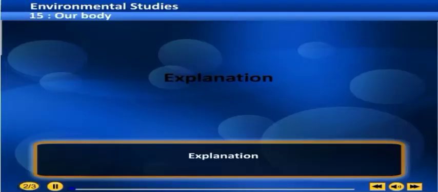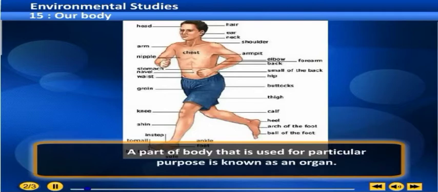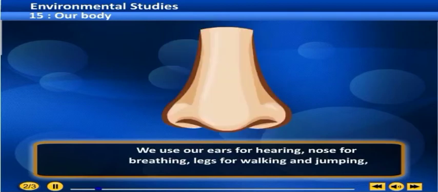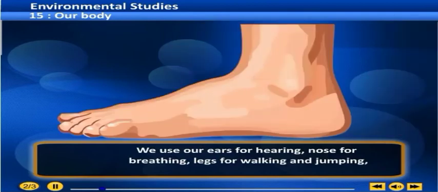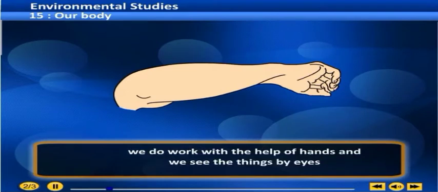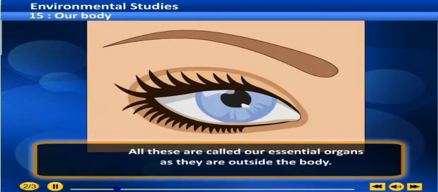Lesson 15. Explanation. We have many body parts like head, torso, arms and legs. A part of the body that is used for a particular purpose is known as an organ. We use our ears for hearing, nose for breathing, legs for walking and jumping. We do work with the help of hands, and we see things with eyes. All these are called our essential organs as they are outside the body.